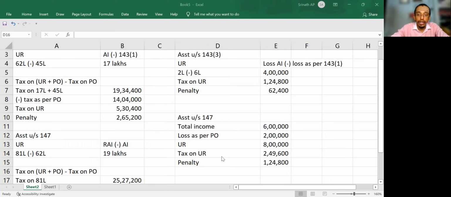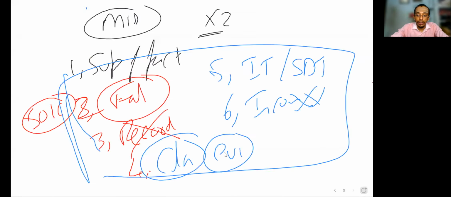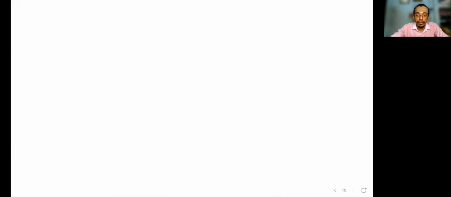Let's go ahead. Understand the exclusions from underreporting of income. Hope you don't have any doubts until this point of time. Let's go ahead. Circumstances in which the assessing officer cannot levy penalty.